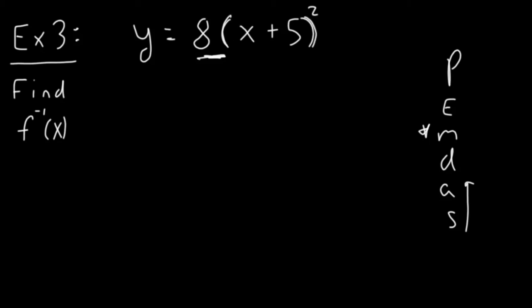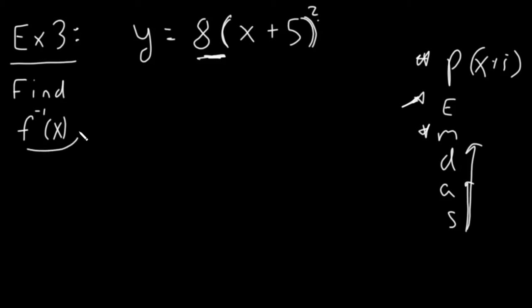Now, we still have the same operations that we originally had. We have this x plus 5 inside the parentheses, so I'll go ahead and put that right up there by the P. And we still have that square, so we know we have this E. And looking at this little mnemonic that I drew, what's our first step? What do we have to do first?